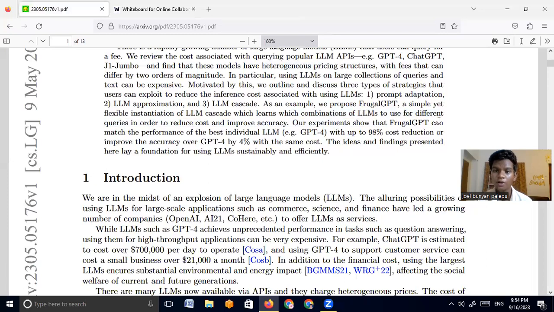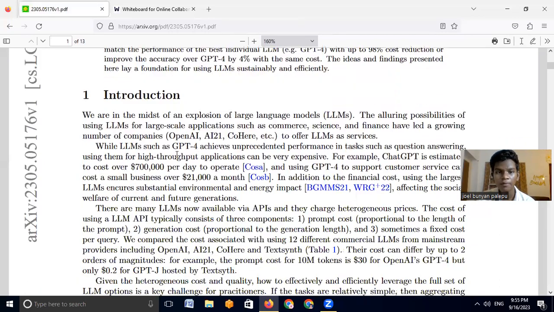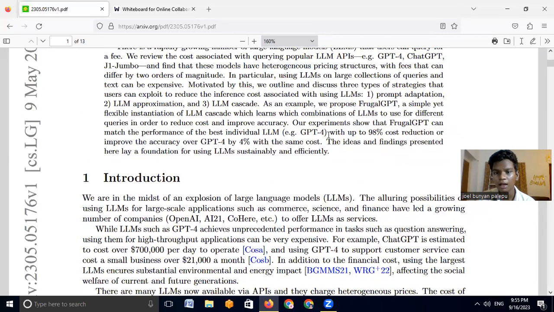Our experiments show that FrugalGPT can match the performance of the best individual LLM, for example GPT-4, with up to 98% cost reduction, or improve the accuracy over GPT-4 by 4% with the same cost. We are going to improve the accuracy of GPT by 4%, but with the same cost. We are going to outperform GPT-4, not 3, by 4%, which is actually quite insane in my idea. And the ideas and findings presented here lay a foundation for using LLM sustainably and efficiently.